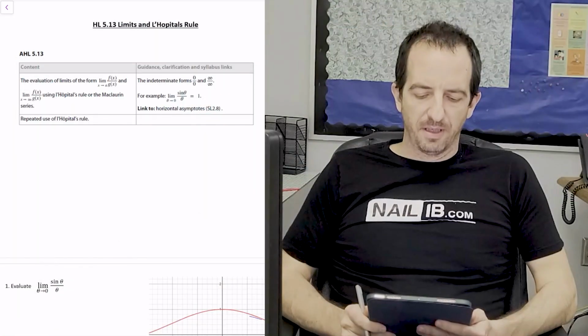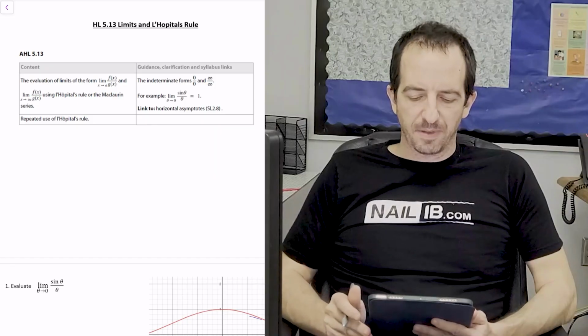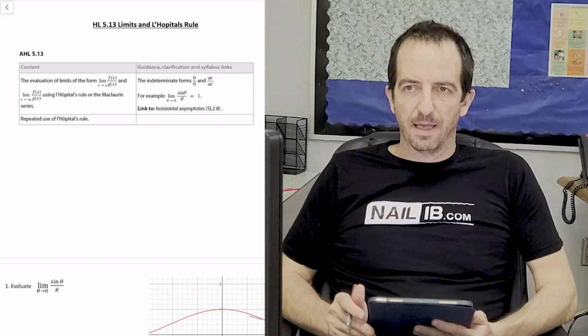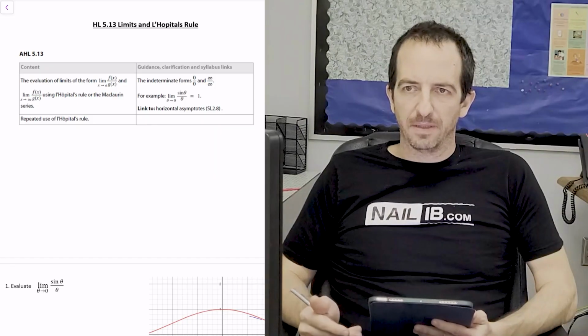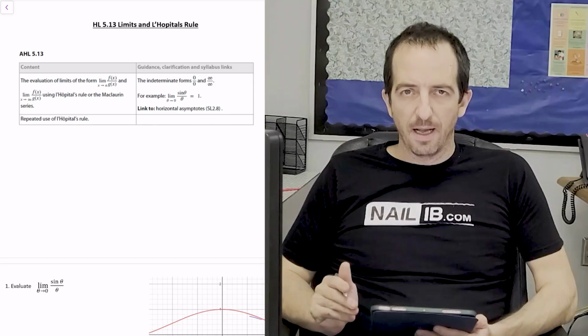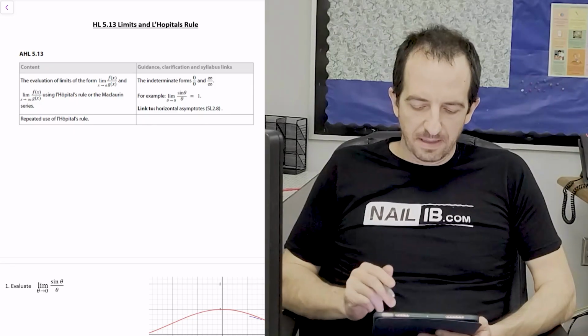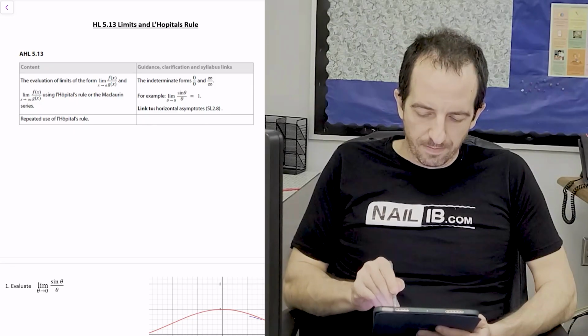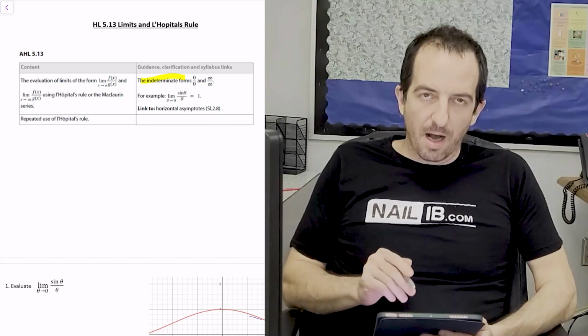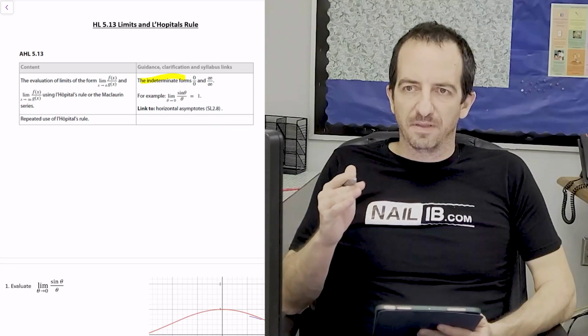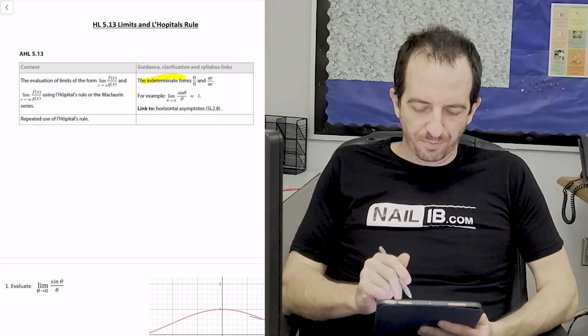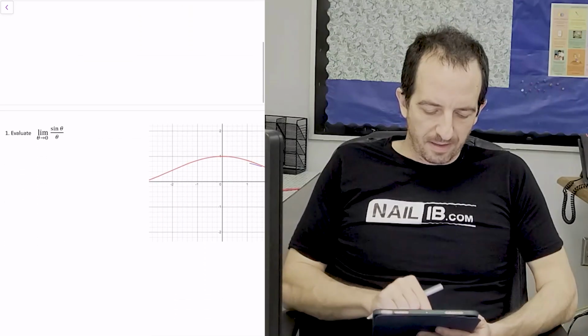To 5.13, where we'll be looking at this HL-specific standard of limits and L'Hopital's rule, how we could evaluate limits using L'Hopital's rule. And L'Hopital's rule comes up when we see that we have this indeterminate form, when our limits come out to the form of 0 over 0 for whatever reason. So let's get started with some examples.